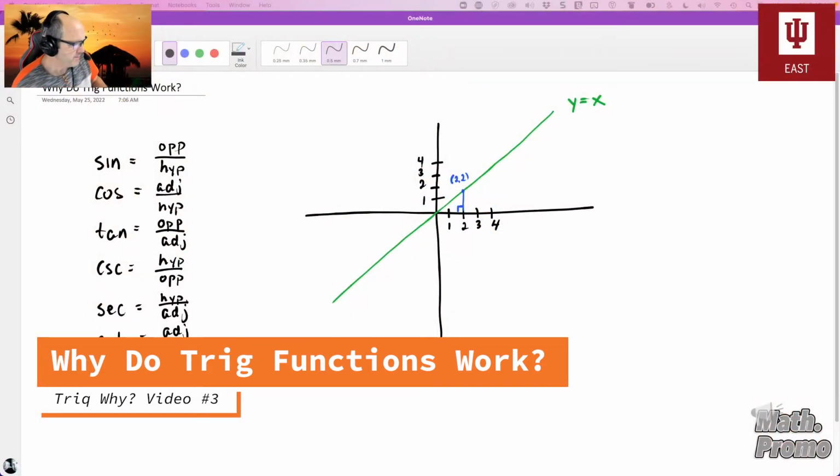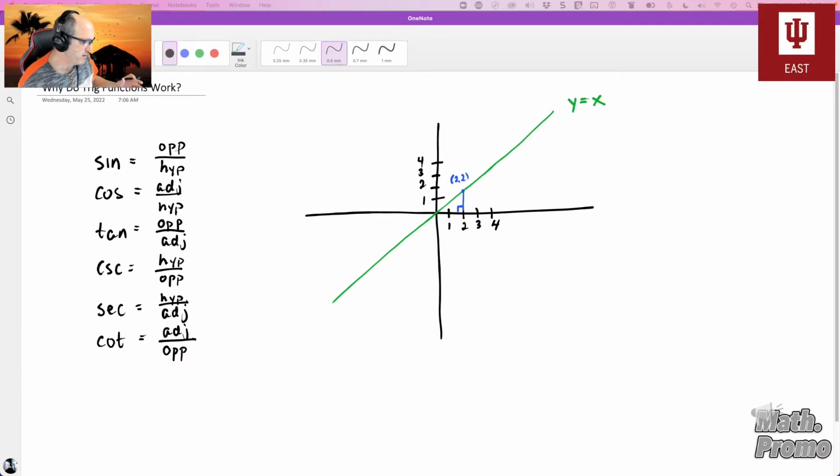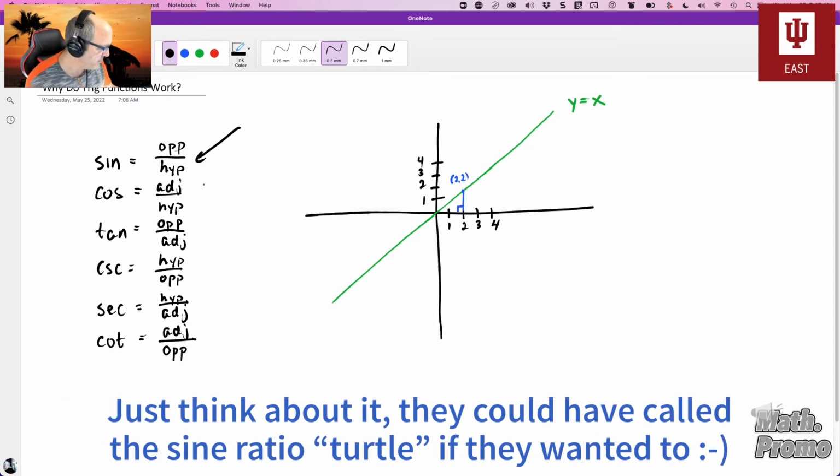So, to get started, why do trig functions work? Let's talk about what trig functions are. Trig functions are definitions of ratios. For instance, sine is opposite over hypotenuse. Cosine is adjacent over hypotenuse.